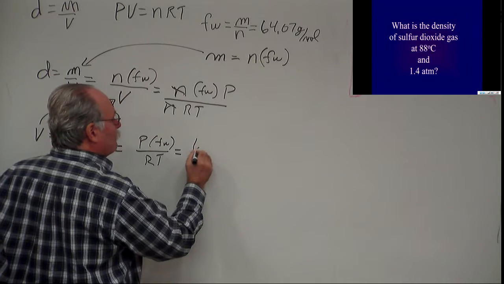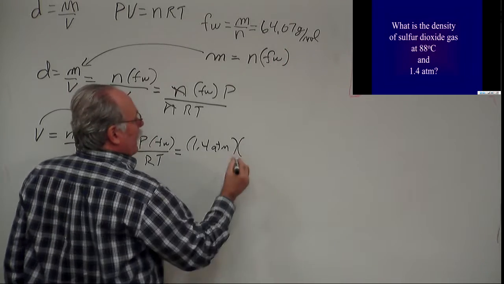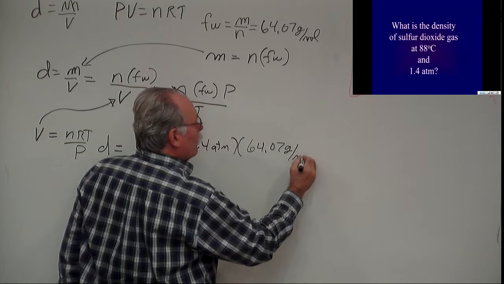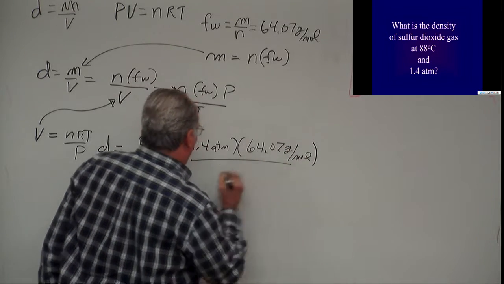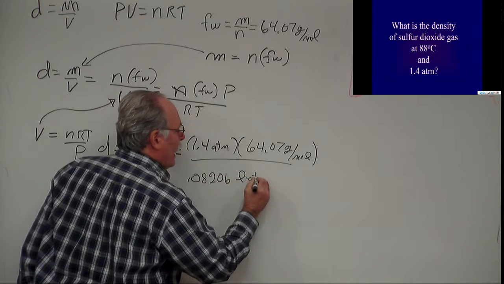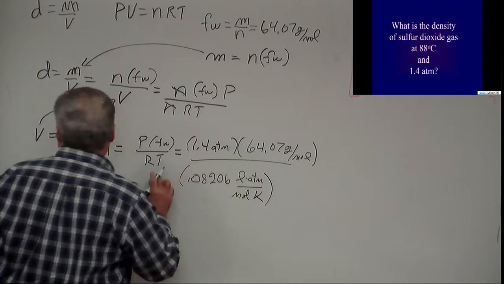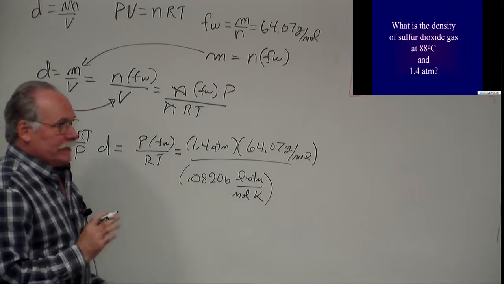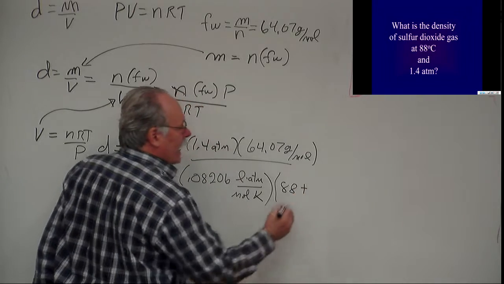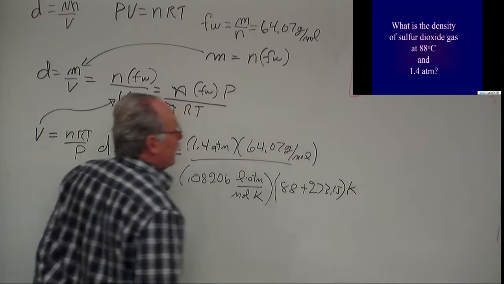The pressure was 1.4 atm. The formula weight was 64.07 grams per mole. R is 0.08206 liters atmospheres per mole Kelvin. And T, remember we have to convert the temperature to Kelvin, so we were given 88 degrees Celsius, but then we have to add 273.15, and that converts this to Kelvin.